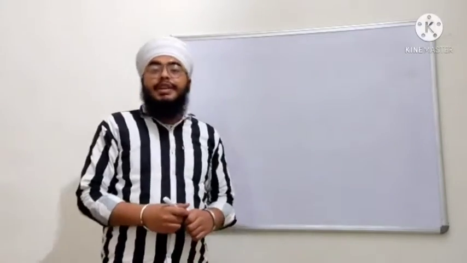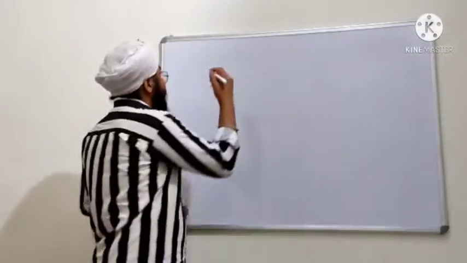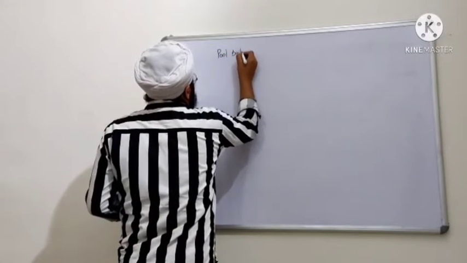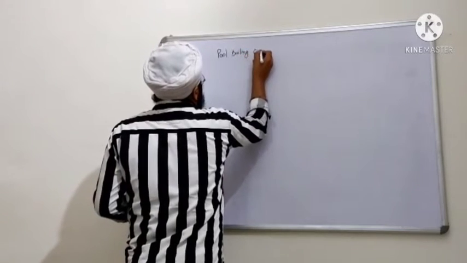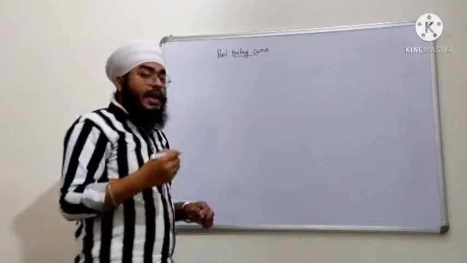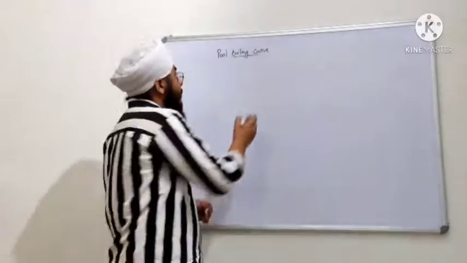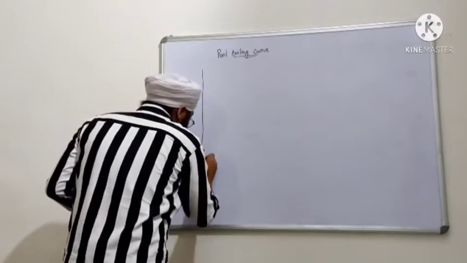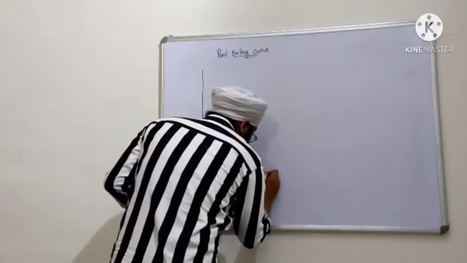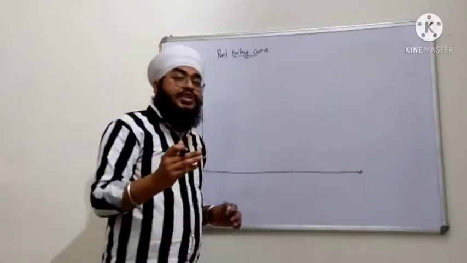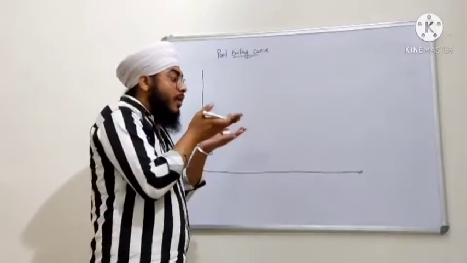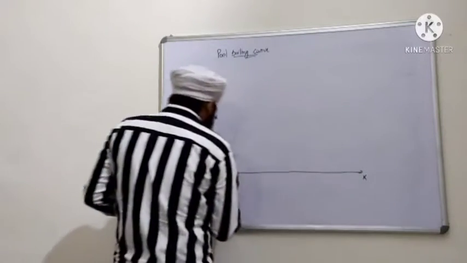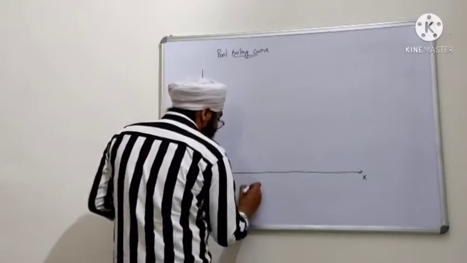Now the next topic which we will discuss is the pool boiling curve. It is a very important topic. This curve is really important. This curve is actually the graph between excess temperature and the heat which is transferring from the wall to the liquid. So on the x-axis here we are taking excess temperature.